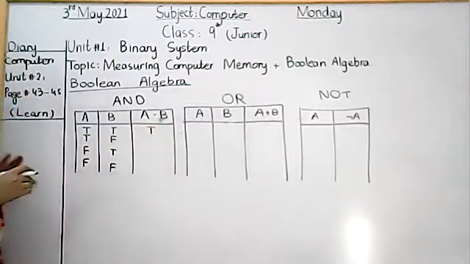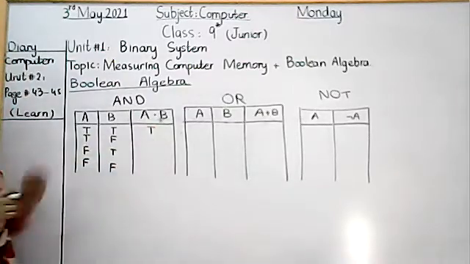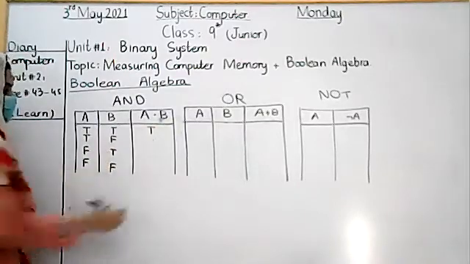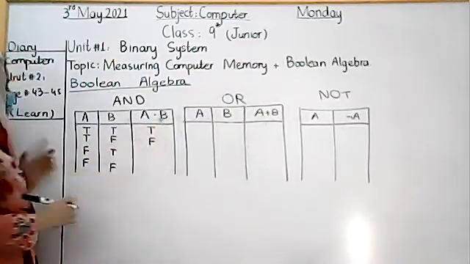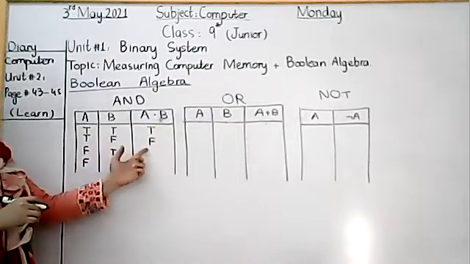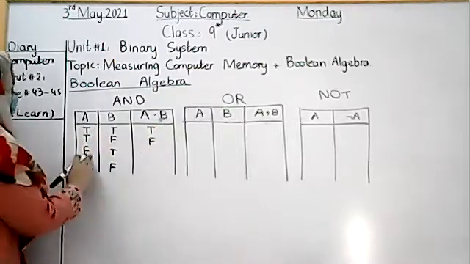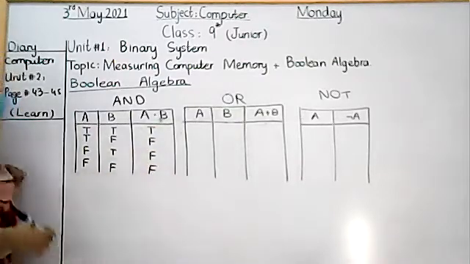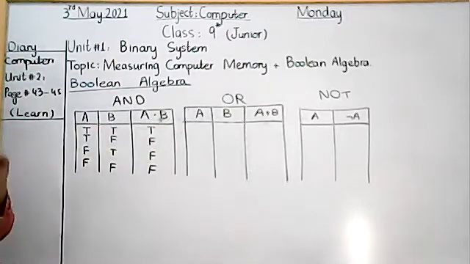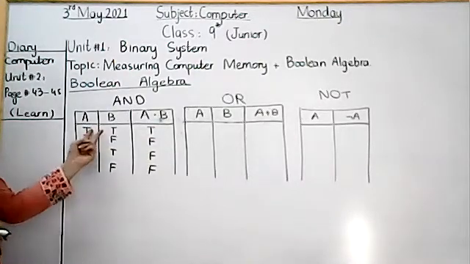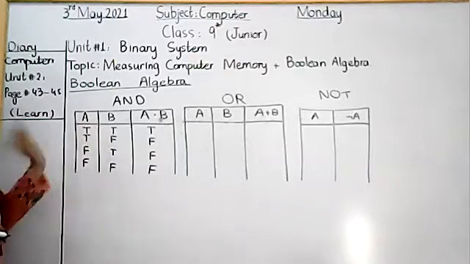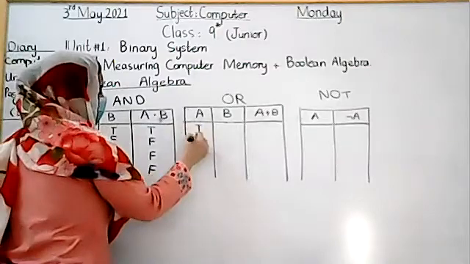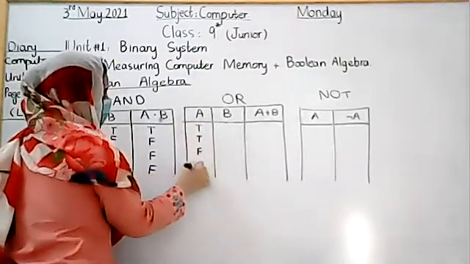In the first row, both A and B are true, so the result will be true. And if any one of them is false, then it will provide the result false. In the second row, we can see that B is false, so the result will be false. And third, false. Fourth, false. Remember one thing, it will always provide the result true only if both of them are true. Now we will see how we can design a truth table for the OR.